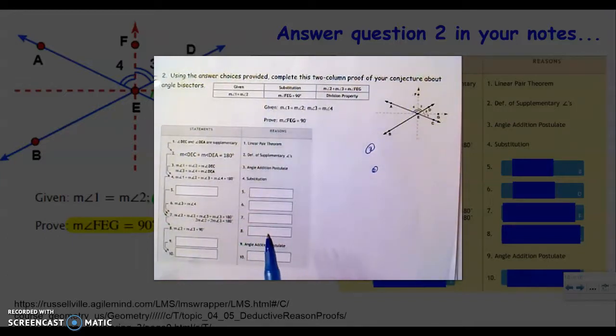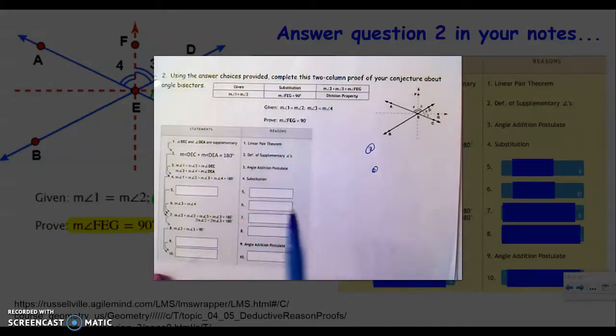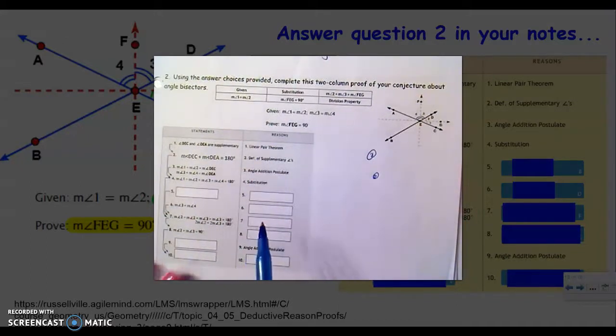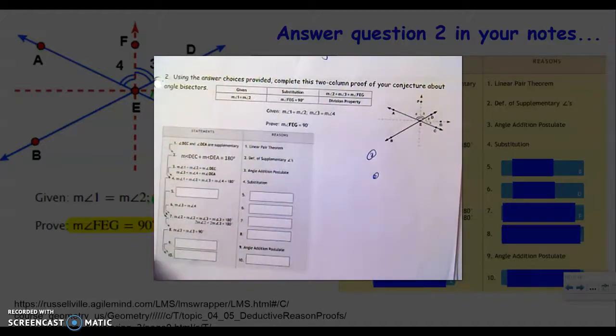So remember, when we started proofs, I told you that typically the given is at the beginning of a proof, but in this proof it is not. We have 4 statements before we ever get to the given information. So the first 4 are given to us, but let's make sure that we understand what they are saying.